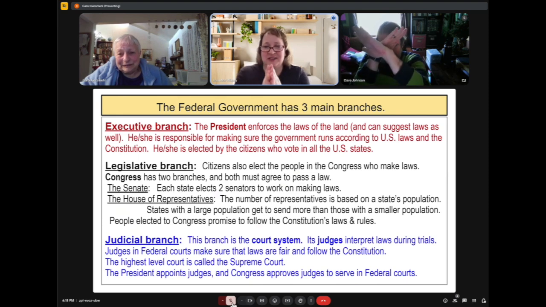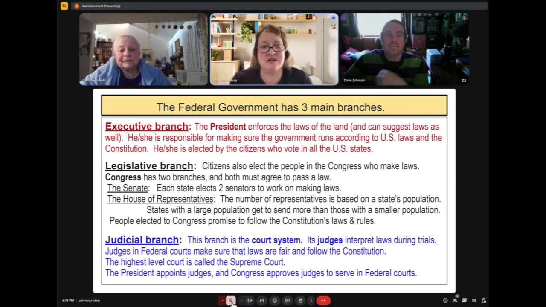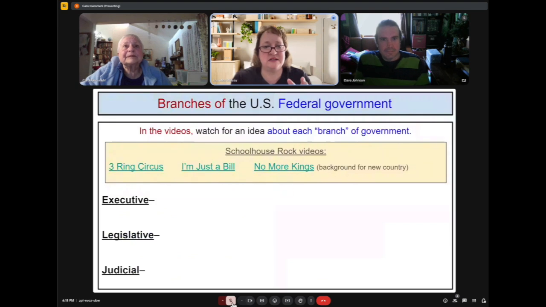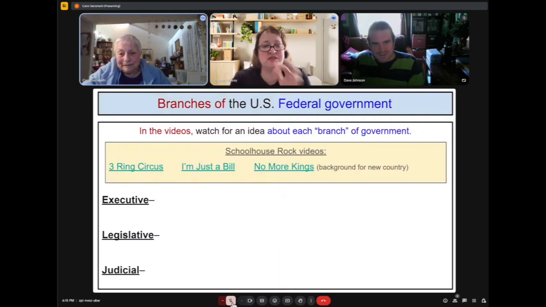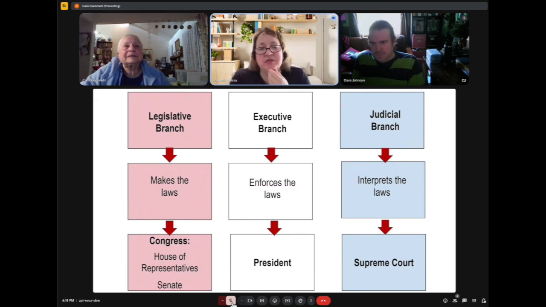Here it is. I don't know if I want to keep this because I explain it more in later slides. Oh, here's Schoolhouse Rock, but I moved those two under each branch. So if you go to the next slide, please. So I put it in a graph.